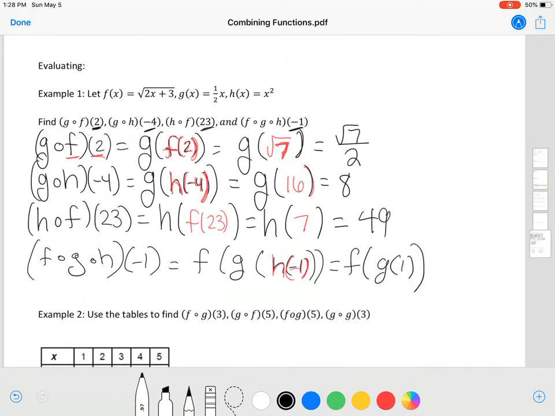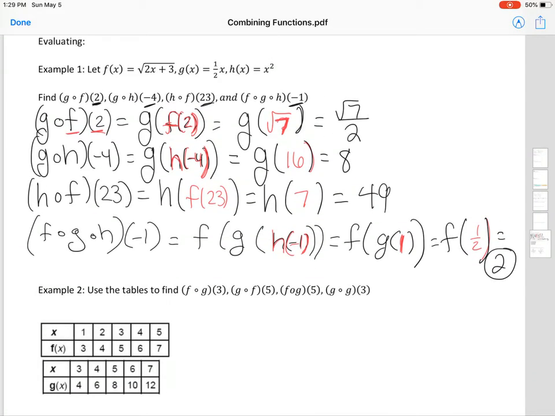So I'm going to replace that h of -1 with a 1. Now I'm going to take the 1 and plug it into the g. If I take 1 and plug it into g, that gives me 1/2. So I'm going to replace g of 1 with 1/2. And now I'm going to take 1/2 and plug it into f. If I plug 1/2 into x in my function f, that gives me 2 times 1/2, which is 1. 1 plus 3 is 4, and the square root of 4 is 2. So that would be my final answer for f of g of h.